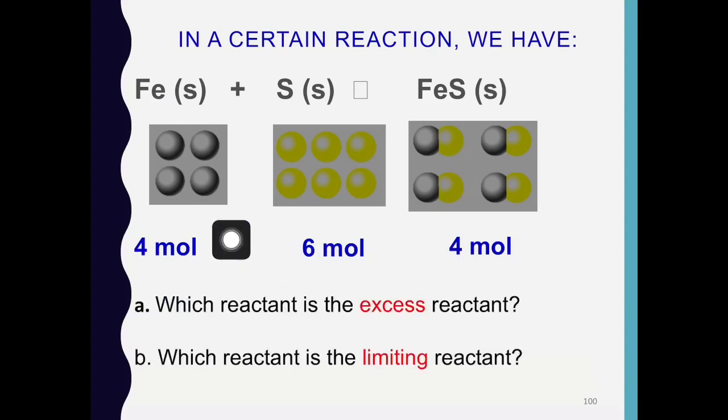Since ferrum is completely consumed to make the product, ferrum is the limiting reactant, while sulfur will have some remaining, so sulfur is the excess reactant. So we can see here, we have 6 mole, but we only use 4 mole. So the balance here that we didn't use is 2 mole of sulfur.